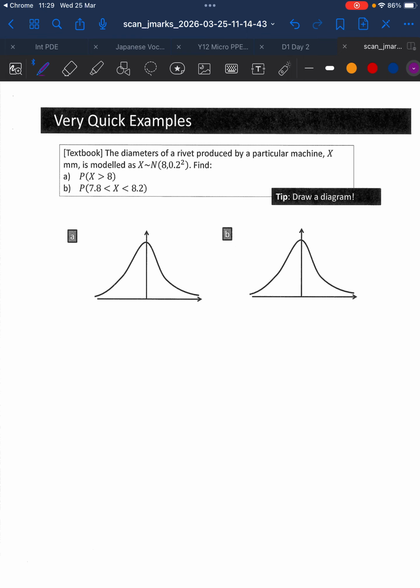We're going to do some quick examples. So the idea is that when we're asked to work something out, we want to do a quick sketch to help us. So in these very quick examples, it's the diameter of something. So notice that that's a length. That's a continuous measurement. X is distributed normally with a mean of 8 and a standard deviation of 0.2. 0.2 squared is the variance. So what would be the probability of 8 or more? Well, because 8 is the middle, 8 or more would be 50% of the data.